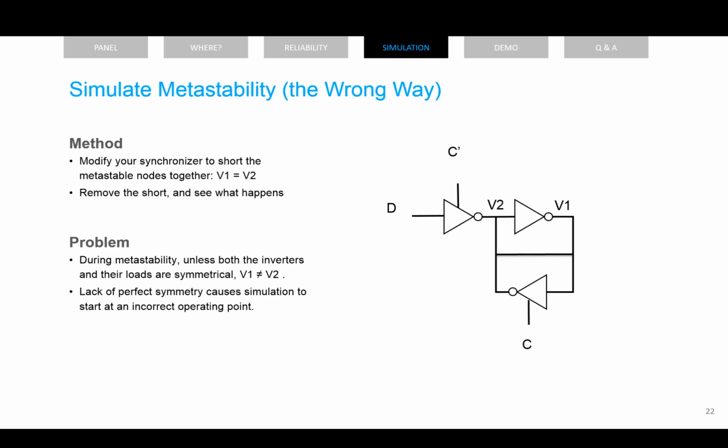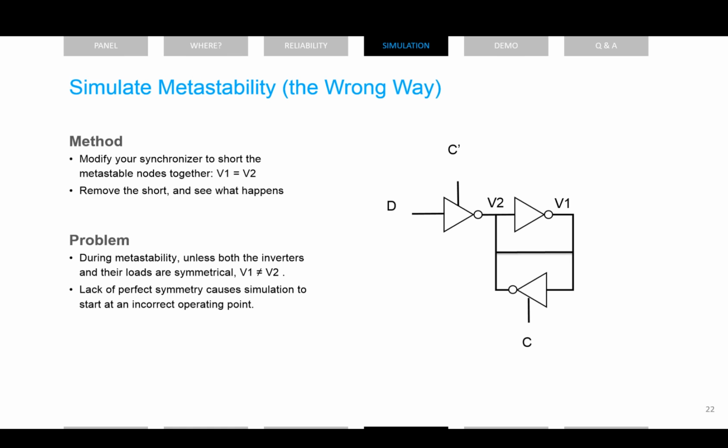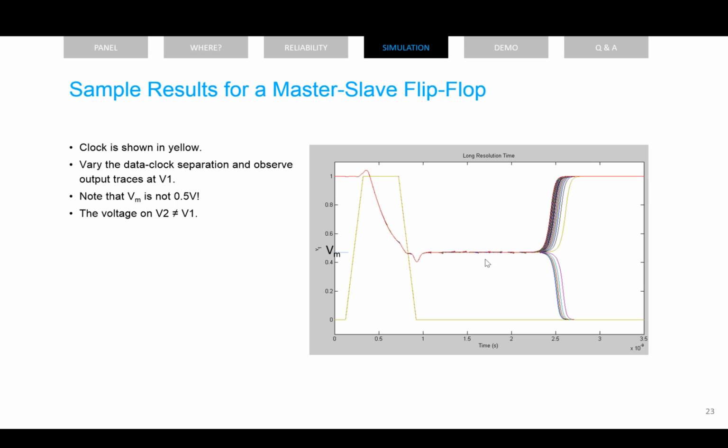Obviously, the initial state is V1 equals V2, which is not going to be the case during metastability unless you have perfect symmetry in your circuit: same inverters, same loads, same variability of parameters, and so on. So since V1 does not equal V2 at a true metastable point in the circuit, you'll get an inaccurate estimate of tau.